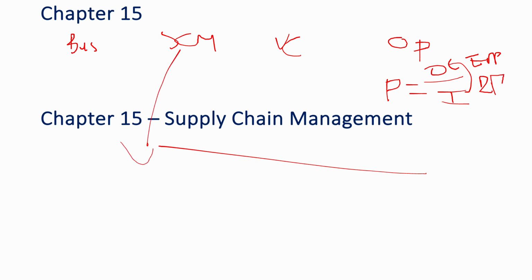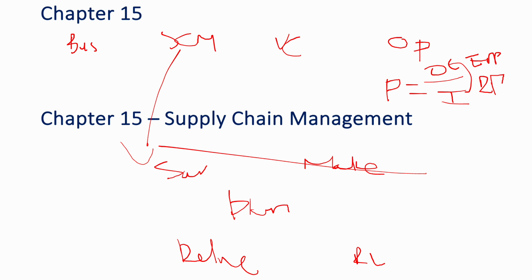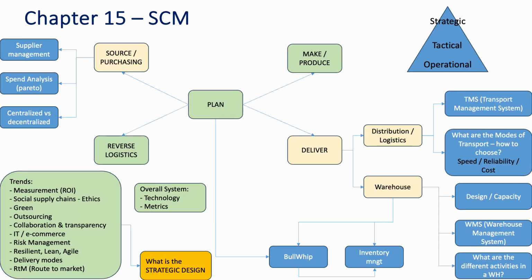And within supply chain, we spoke about 5 elements. We said the starting point was plan, source, make, deliver, and reverse logistics.